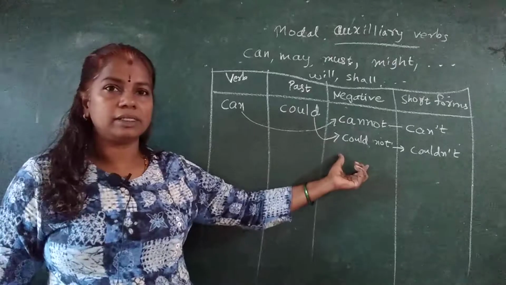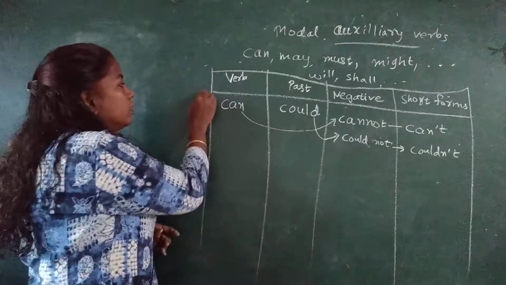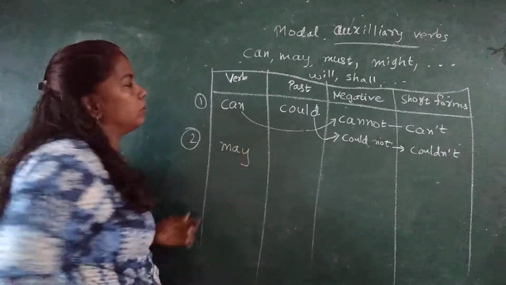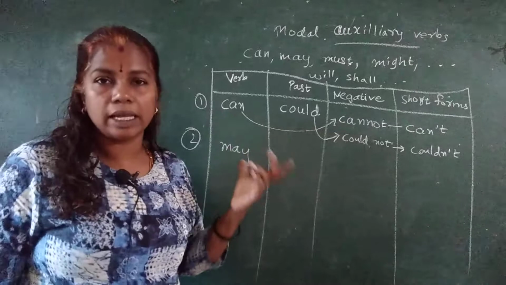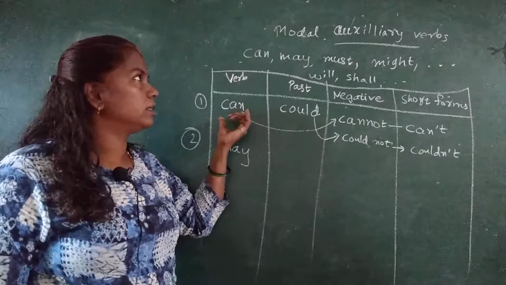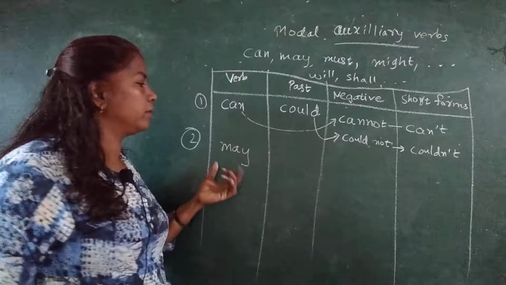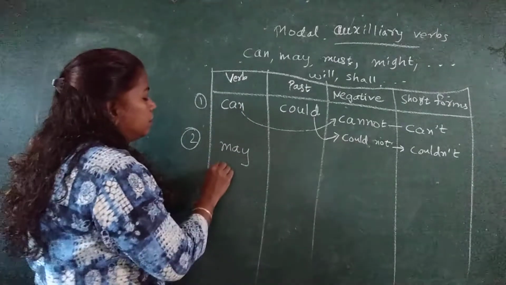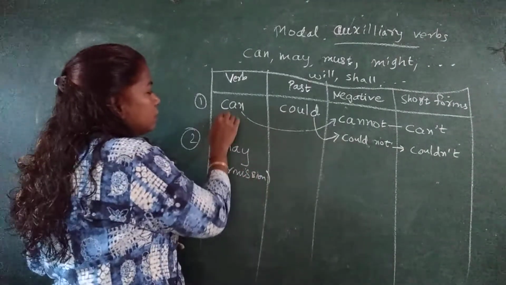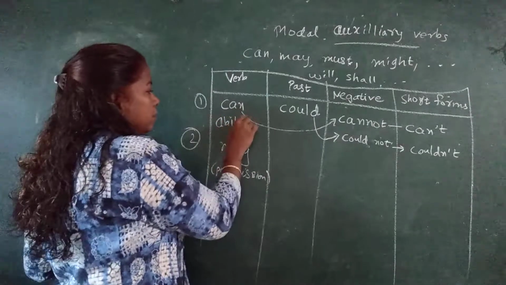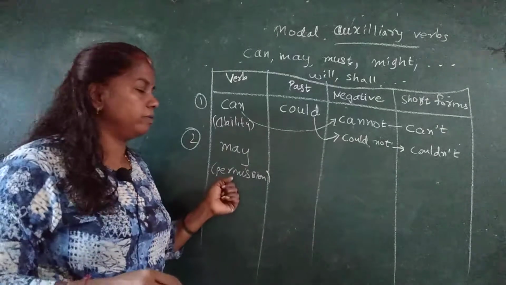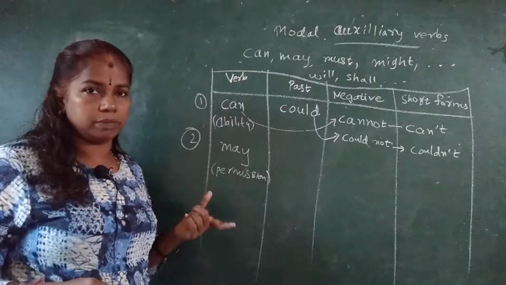So understood this? One example I have given is can. Another example, may. Can shows the ability of the person. I can do this, I can write this. So the modal auxiliary verb can means ability. May means permission. I may do this. Can stands for ability. I can do this, I can do that and all. May, what is the work of that? Permission. I may come.